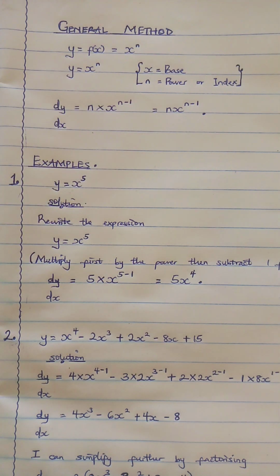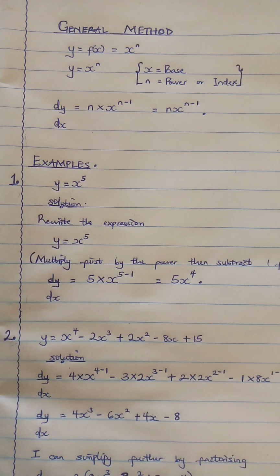So let's go. I have 2 examples for us here. Let's look at the first one. Differentiate y equals x raised to power 5. Let's solve this. The first thing I want you to know is to always make sure you rewrite the expression. So we have y equals x raised to power 5.